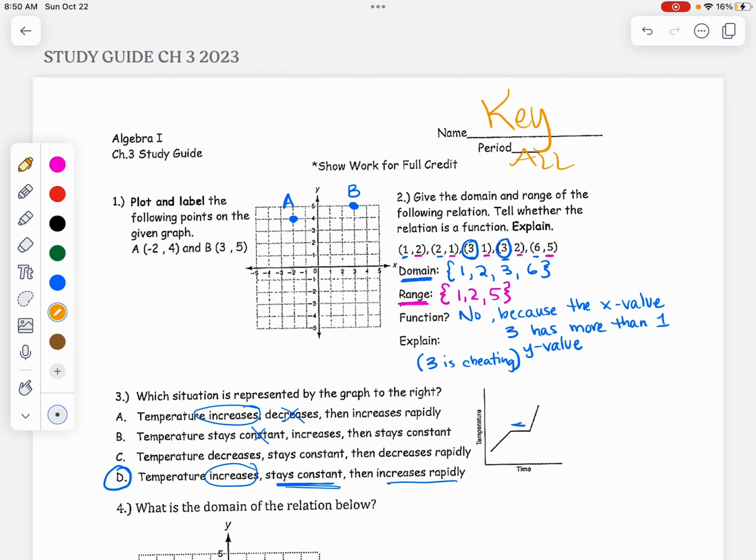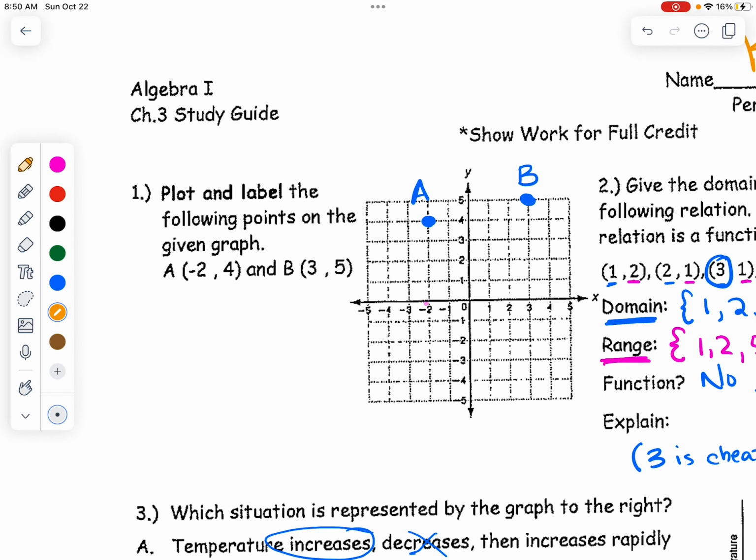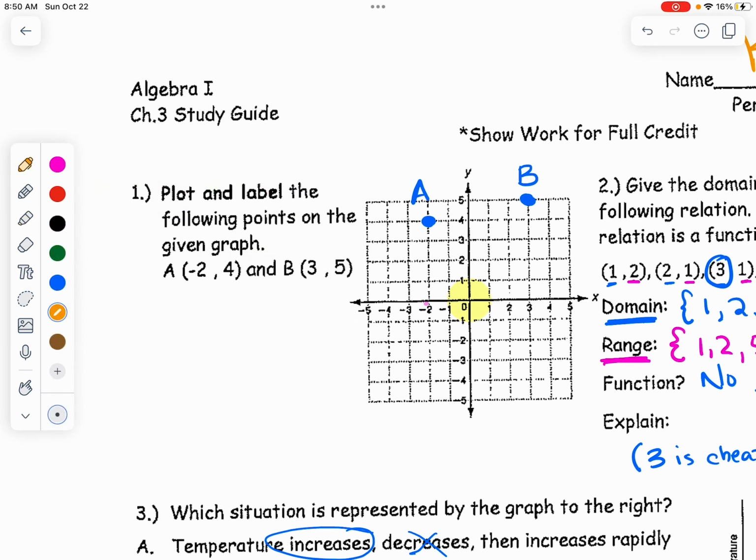So, on number 1, it asks us to plot and label, right? If we don't label, then we don't know which point is which. So, on here, we are simply starting at our point of origin, and then we are going over 2, -2, and up a +4. And then for our B, we are going over 3 and up 5, right?